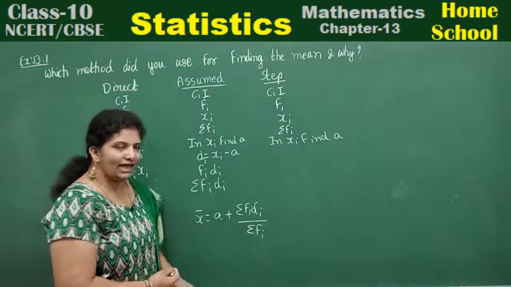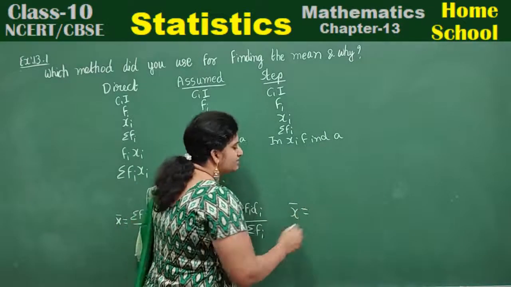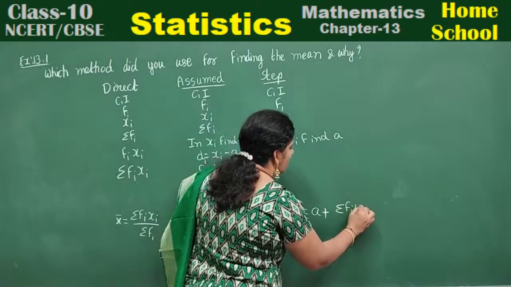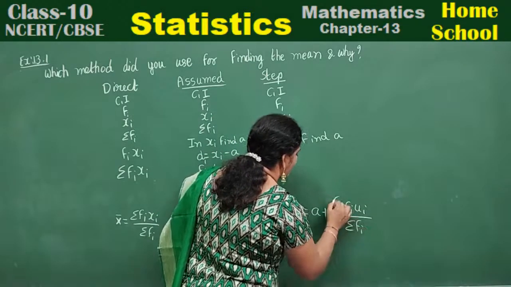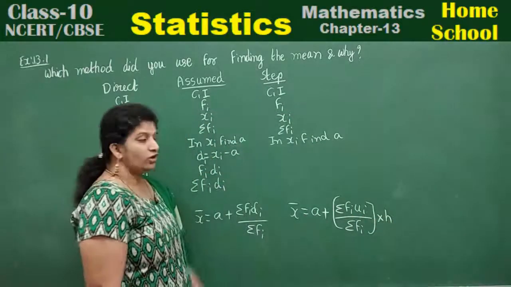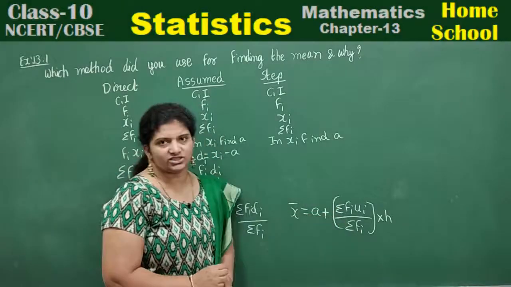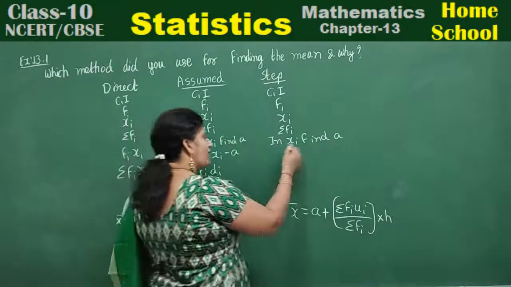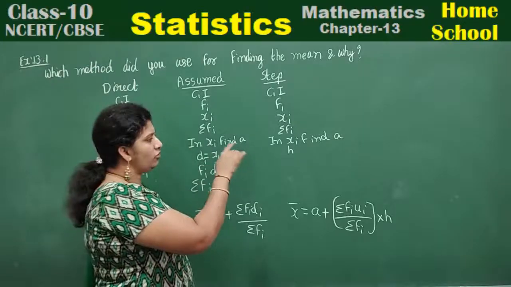After finding A, your formula will be x bar is equal to A plus summation fi ui by summation fi, this into h. Not the whole equation, only this part into h. H is the class size, right? So after this, if you want, you can find h. A you know, h you know.